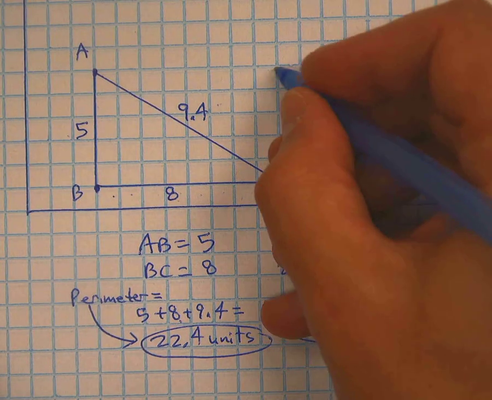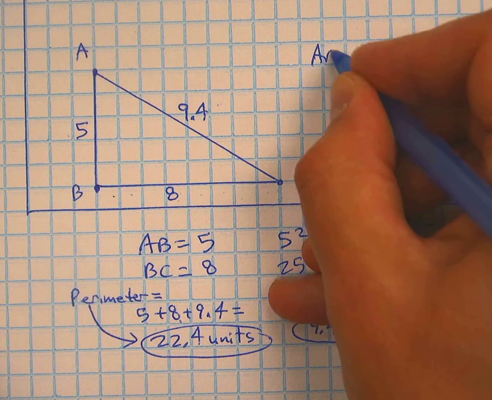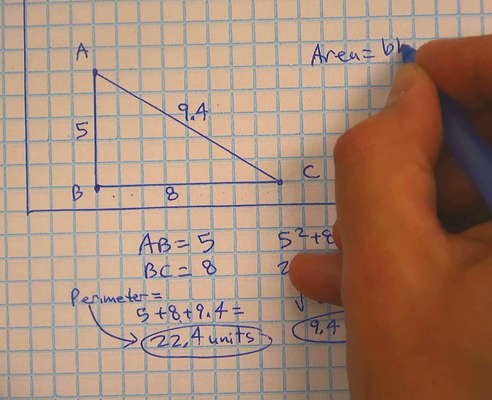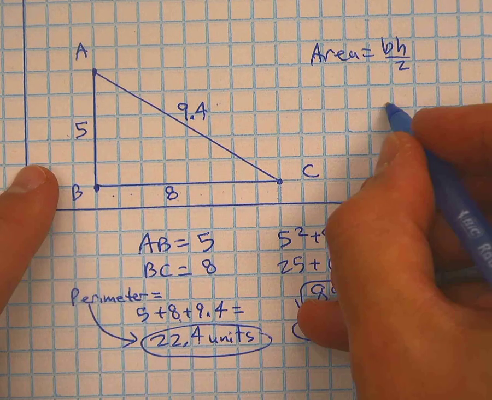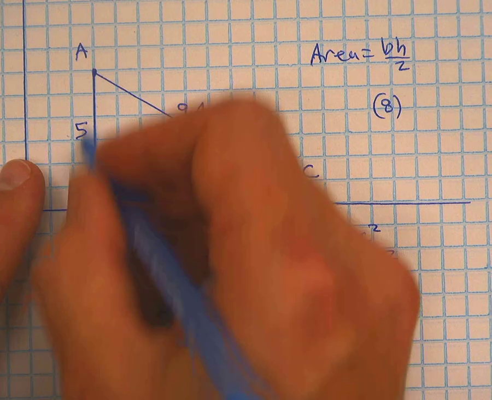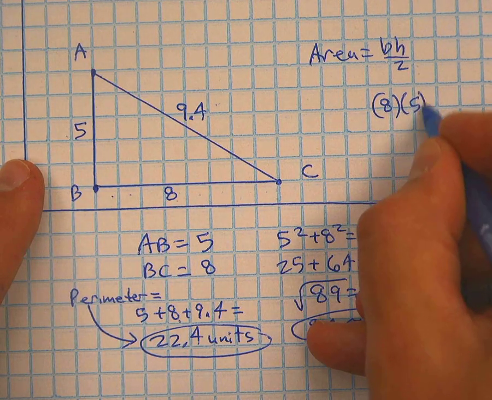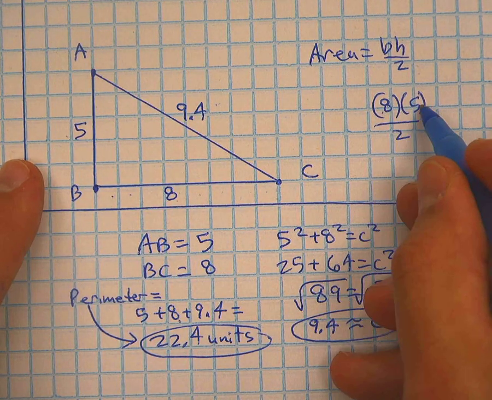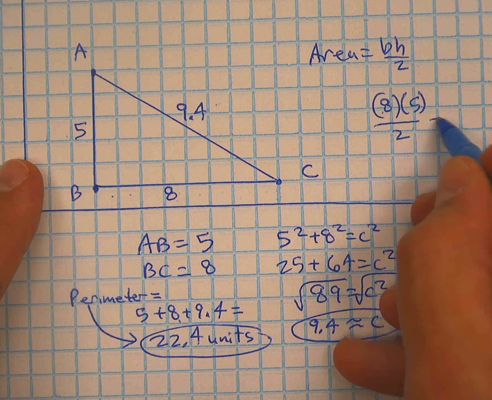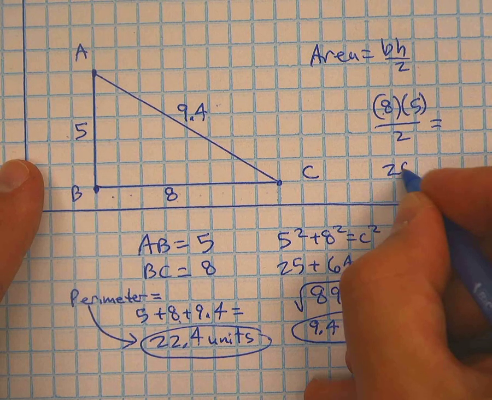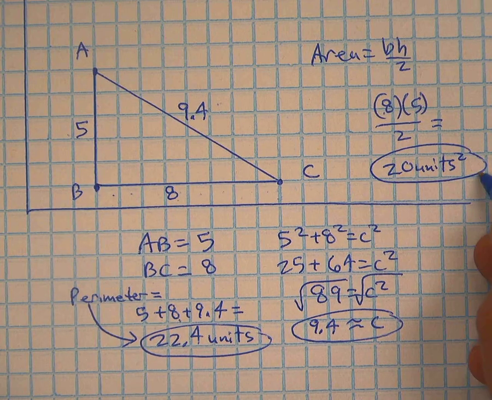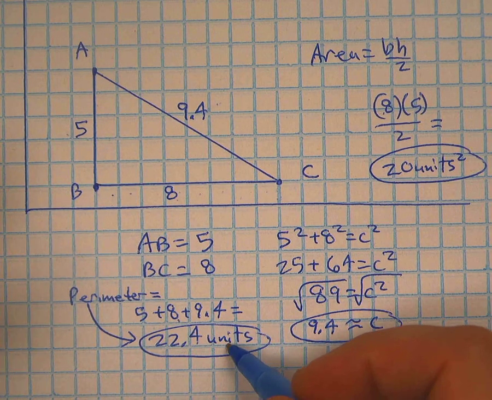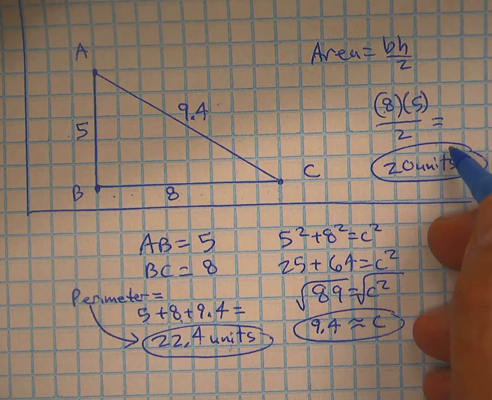Now, for area, I'll do area up here. Area of a triangle is equal to base times height divided by 2. So the base is 8 times the height, which is 5, divided by 2. 8 times 5 is 40. 40 divided by 2 is 20 square units. It's square units because it's an area. So this is how you do perimeter and area, and that will be on the test.